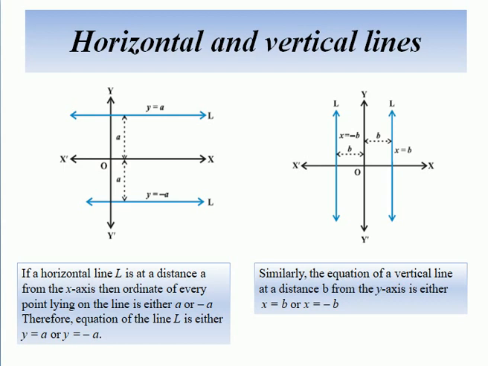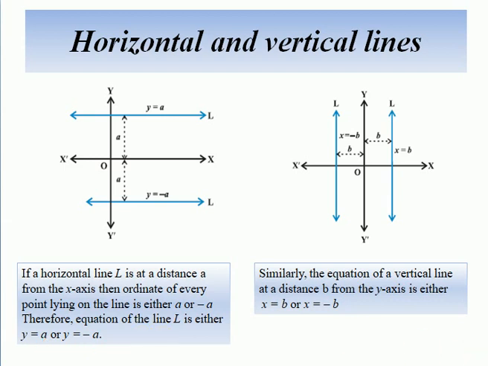The horizontal and vertical lines. Horizontal lines are those lines which are parallel to the x-axis. If the line lies above the x-axis, then its equation will be y equals a. And if the line lies below the x-axis, then its equation will be y equals minus a.